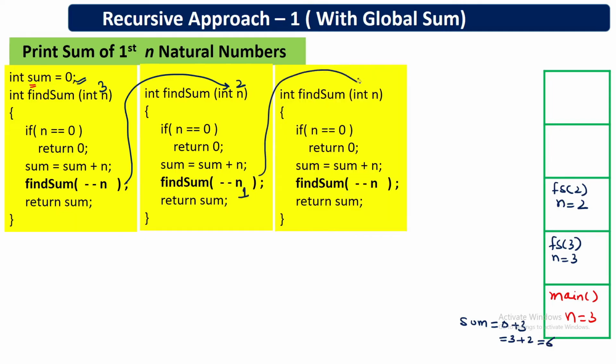So find sum 1 will be called, and again as n is not equal to 0, we'll be adding 1 with the previous sum. The previous sum was 6, so 6 plus 1 will be 7. Now 2 will be added, and 3 plus 2 will be 5, right?